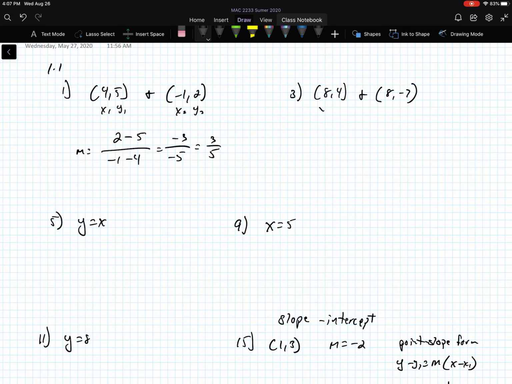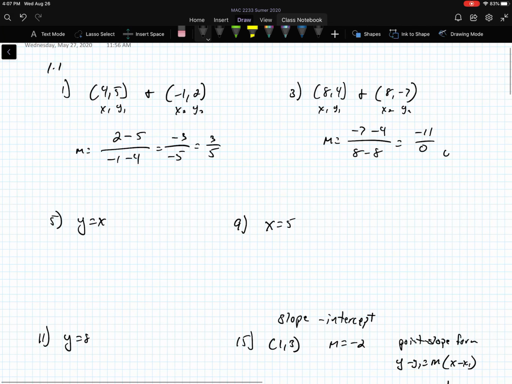For number 3, the same thing. I'm going to label them x1, y1, x2, y2. So m is equal to negative 7 minus 4 over 8 minus 8, which is 11 over 0. So then this is going to be undefined. One way that you can see that it's undefined is that you can immediately see that x1 is equal to x2.